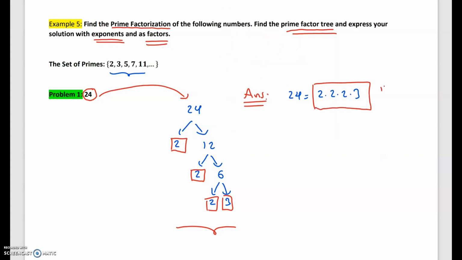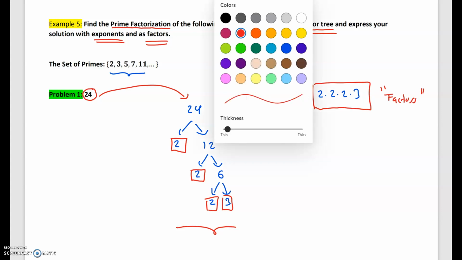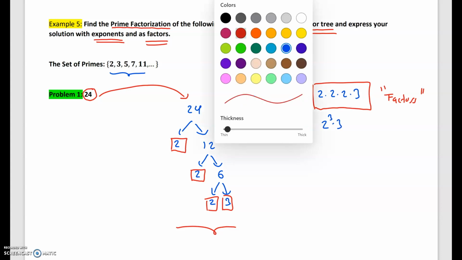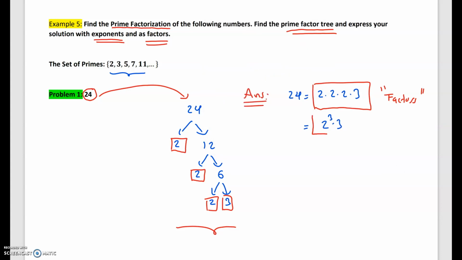And let me just write it as exponents. Well, there's 3 2's. So this is 2 to the third times 3. That would be another way to express the solution. That's actually it for this given problem. Let's take a look at the next one.